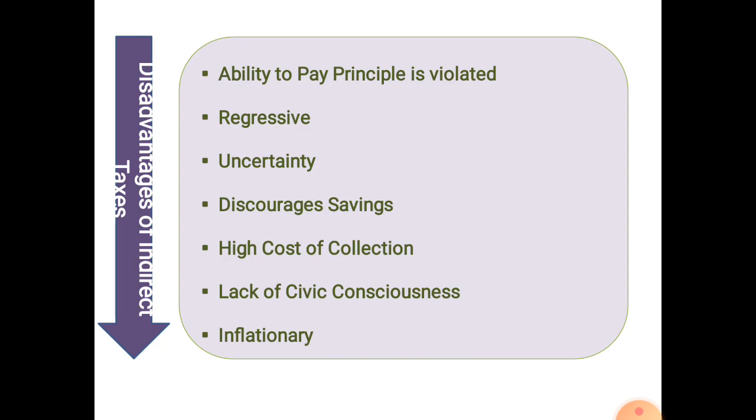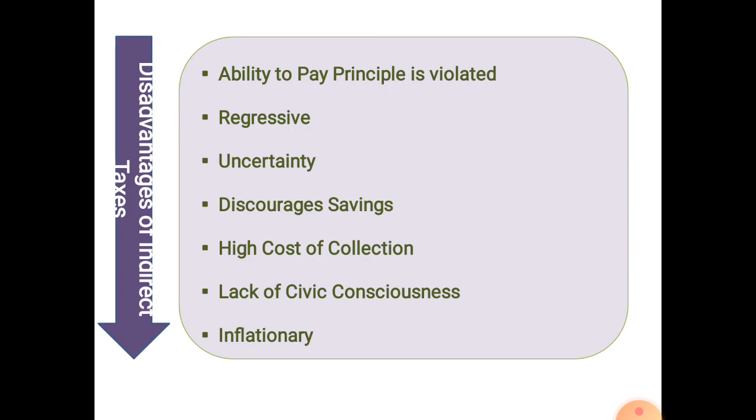Next, disadvantages of indirect taxes. Indirect taxes are not directly connected to the taxpayer's ability to pay. Therefore, both the rich and poor equally pay the tax. In this case, the principle of ability to pay is violated. Second, rich and poor have to pay the same rate of indirect taxes on the goods and services of common consumption. This will widen the income disparities between the rich and the poor.